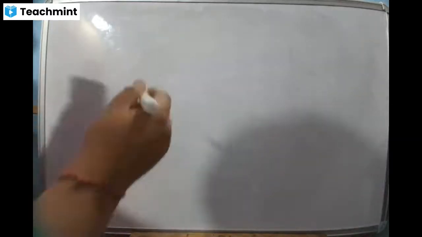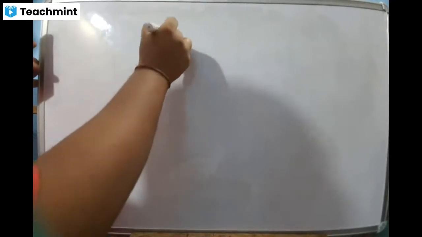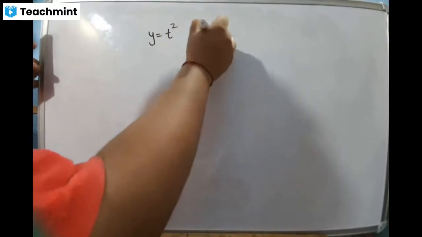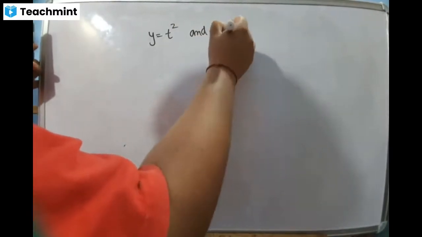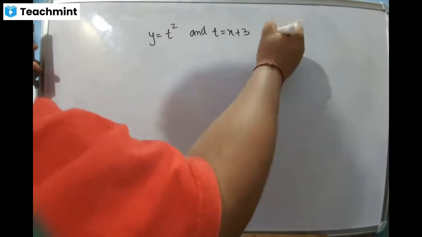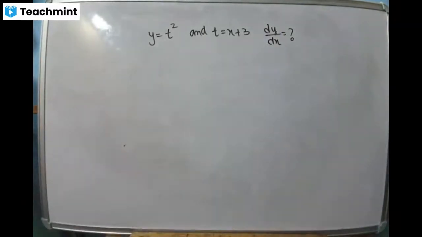Okay, the first question is, look at the board. It was very easy, for 2 marks. The question was y equal to t square and t equal to x plus 3. You had to find dy by dx. Four options were given.